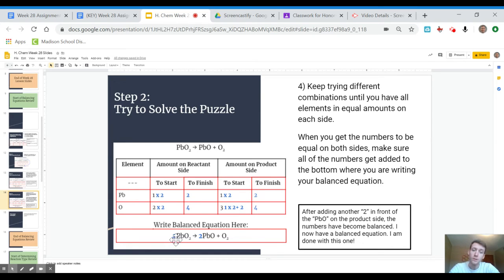2 PbO, or 2 lead oxide, 2 lead oxide plus just O2.